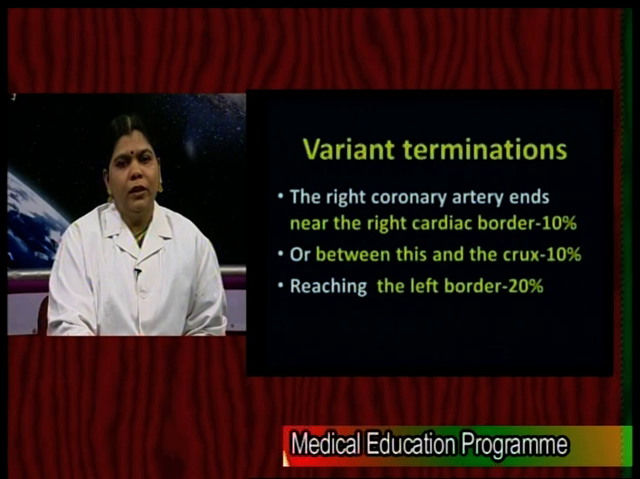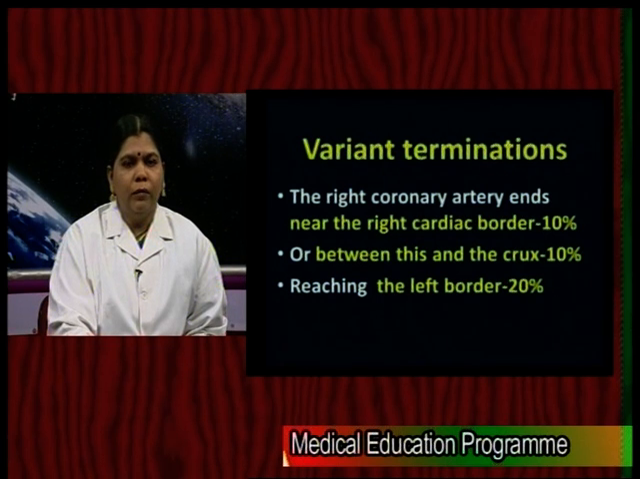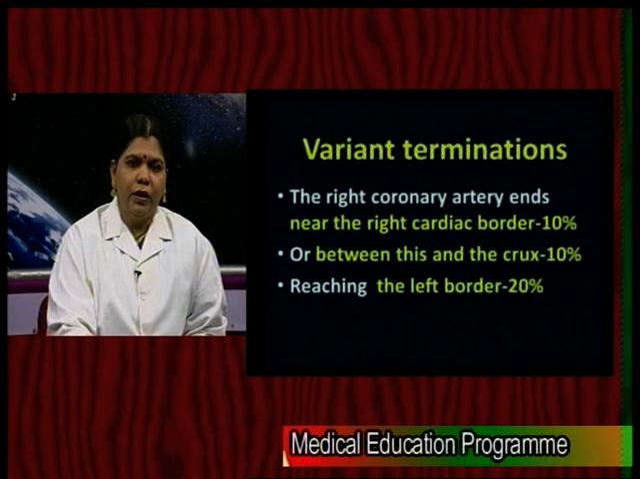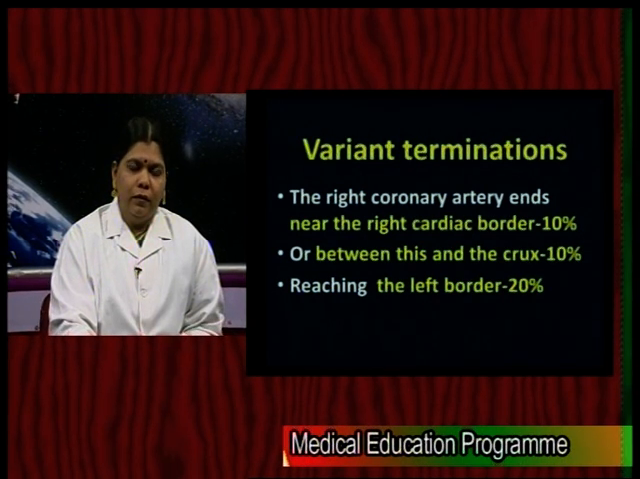So, till now we saw the origin, course and termination, and how much the termination is normal in the population and how much it is abnormal. Variations of the termination we saw. So, that is the course and termination. Now, we will see the branches of the right coronary artery.